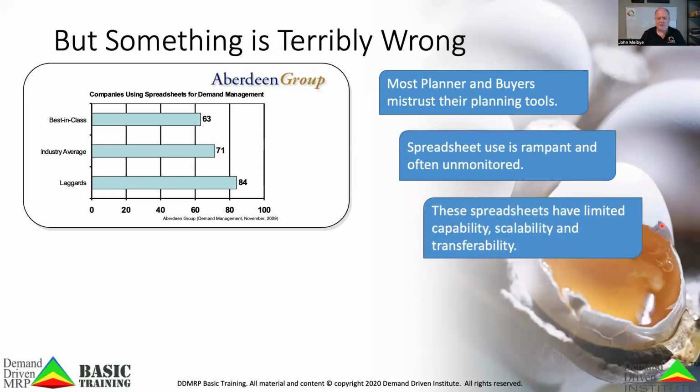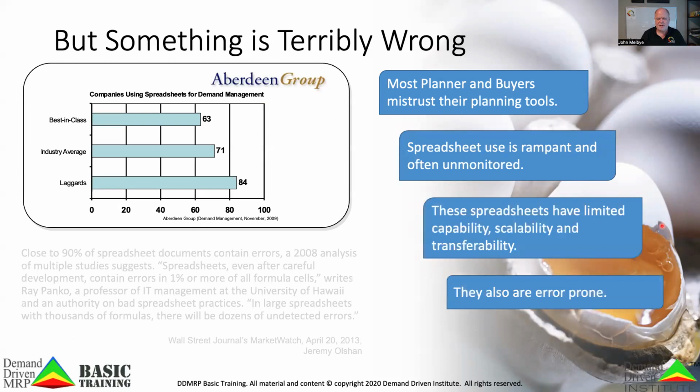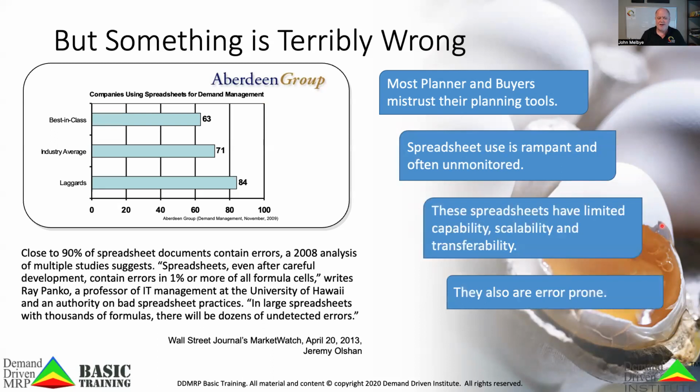They're limited in capability, scalability, and transferability. Most of us don't share the methods we're using, and maybe we don't even agree with the people sitting next to us as to what the right method is. And often there are errors in our spreadsheets that go unnoticed because it can be a relatively small error, but it still drives large changes in our output.